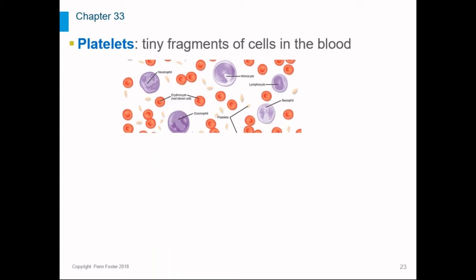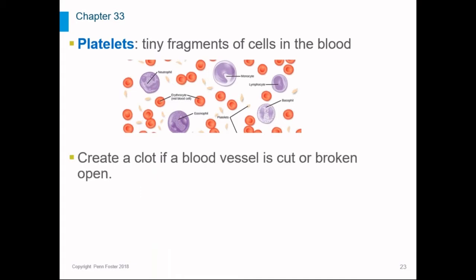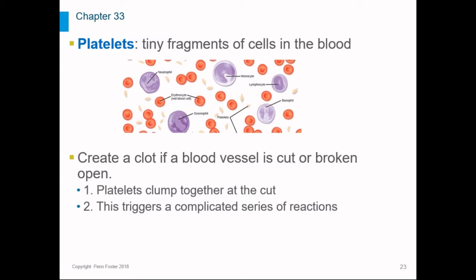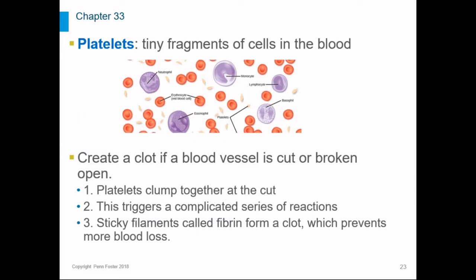Platelets are tiny fragments of cells that float in the blood, ready to create a blood clot if a vessel is cut or broken open. And these are the steps to that. So if there's a break in a blood vessel, so if you get a paper cut or something, platelets will first clump together at the clot. This triggers a complicated series of reactions within the blood and ends up making sticky filaments called fibrin, which form a clot, and that prevents more blood loss. So those are the steps to that happening, really simplified.